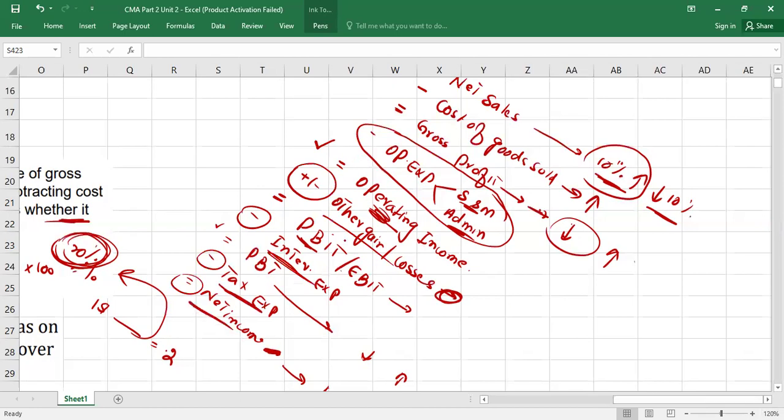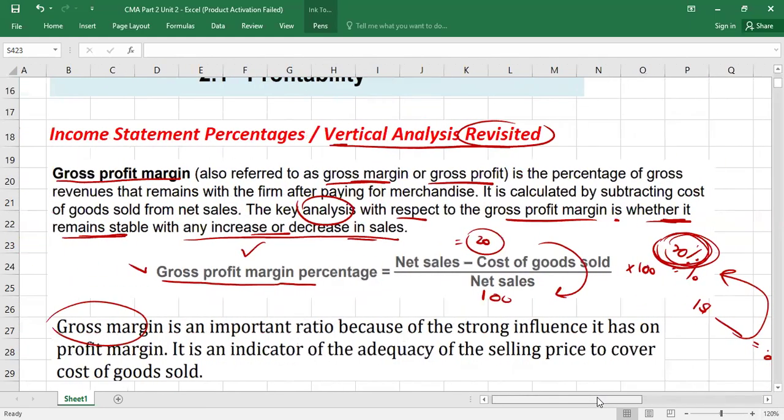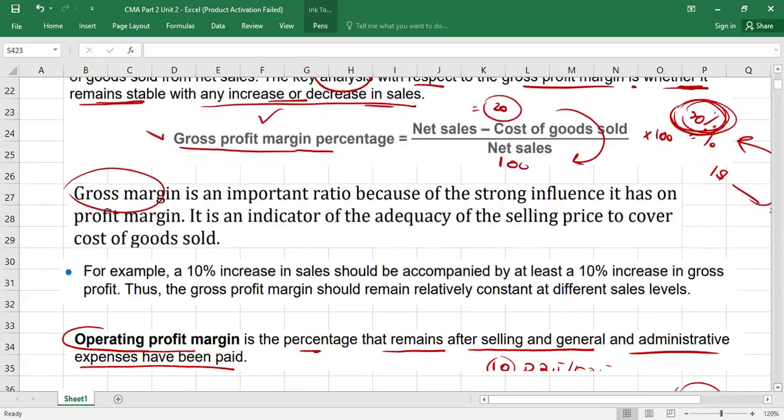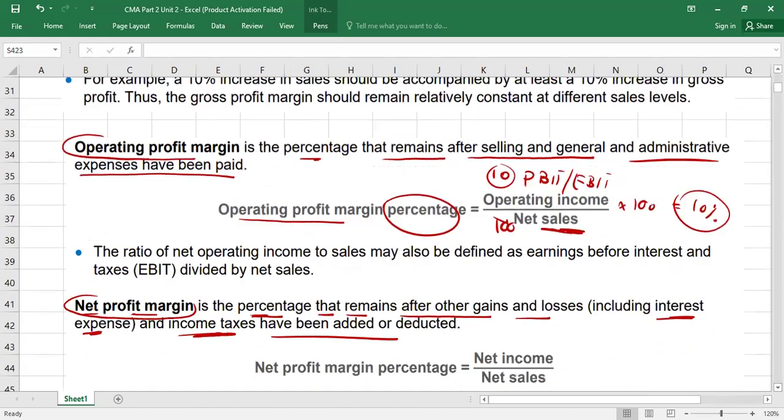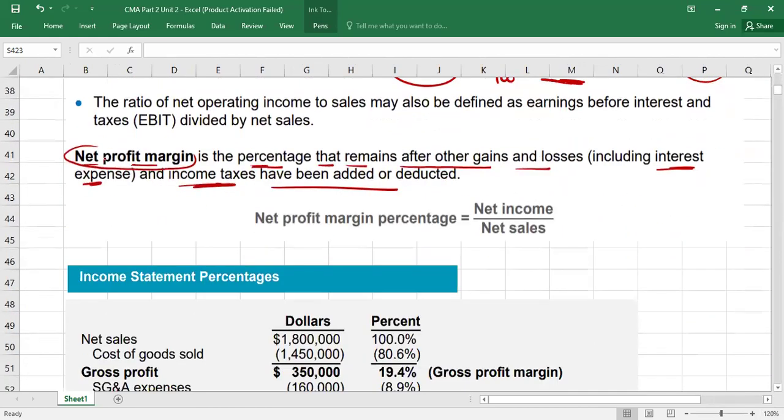Once you add or deduct interest and tax from the operating income, you will get net income. This is what they're trying to tell you here. It's just a simple definition of net profit. Okay, so again, we'll go through net profit.